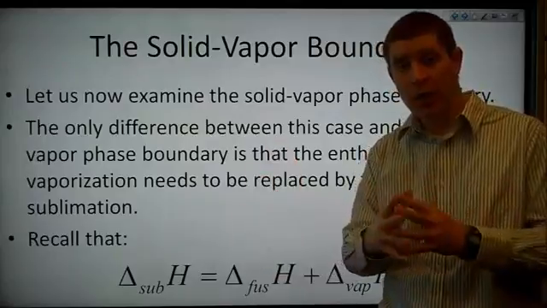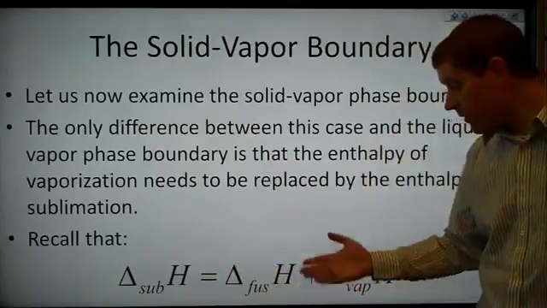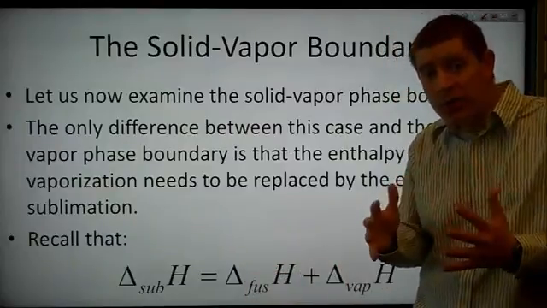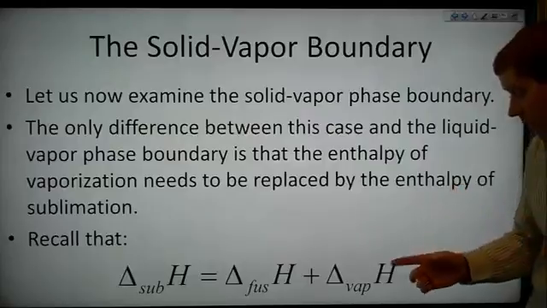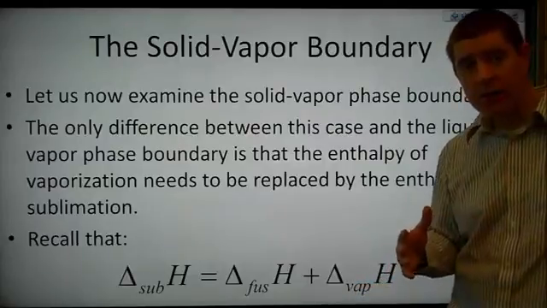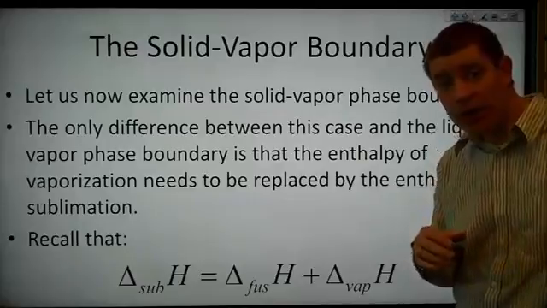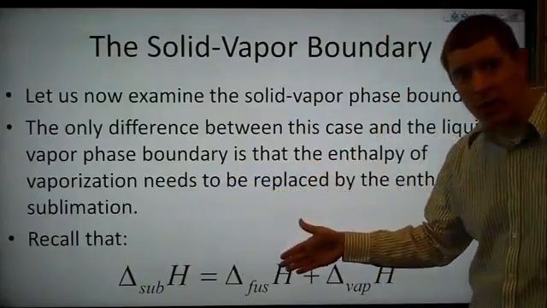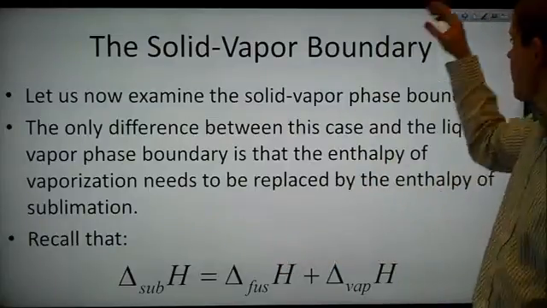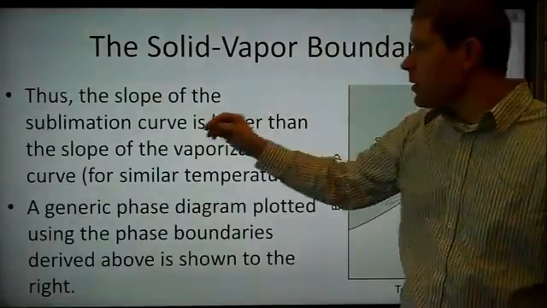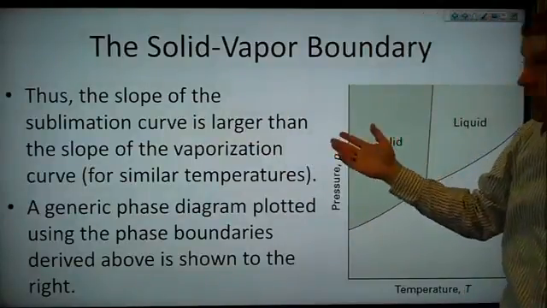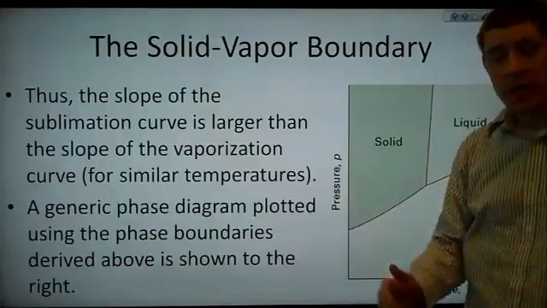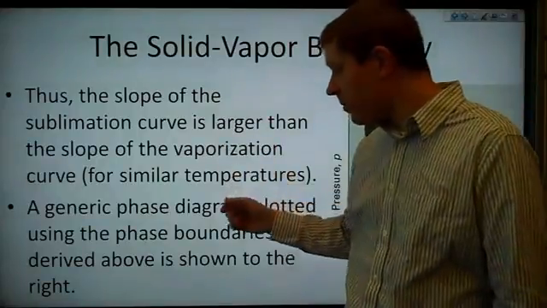Remember, in going from solid to gas, we're breaking all of the intermolecular bonds. In going from the solid to the liquid, as in fusion, we're breaking just a few of the intermolecular forces. Then as we vaporize from the liquid to the gas, we're breaking all of the rest. So breaking all of the bonds takes exactly as much energy as it does to break some of them and then to break the rest of them. So the slope of the sublimation curve has to be larger than the slope of the vaporization curve for similar temperatures, because it takes more energy, because that enthalpy is larger.